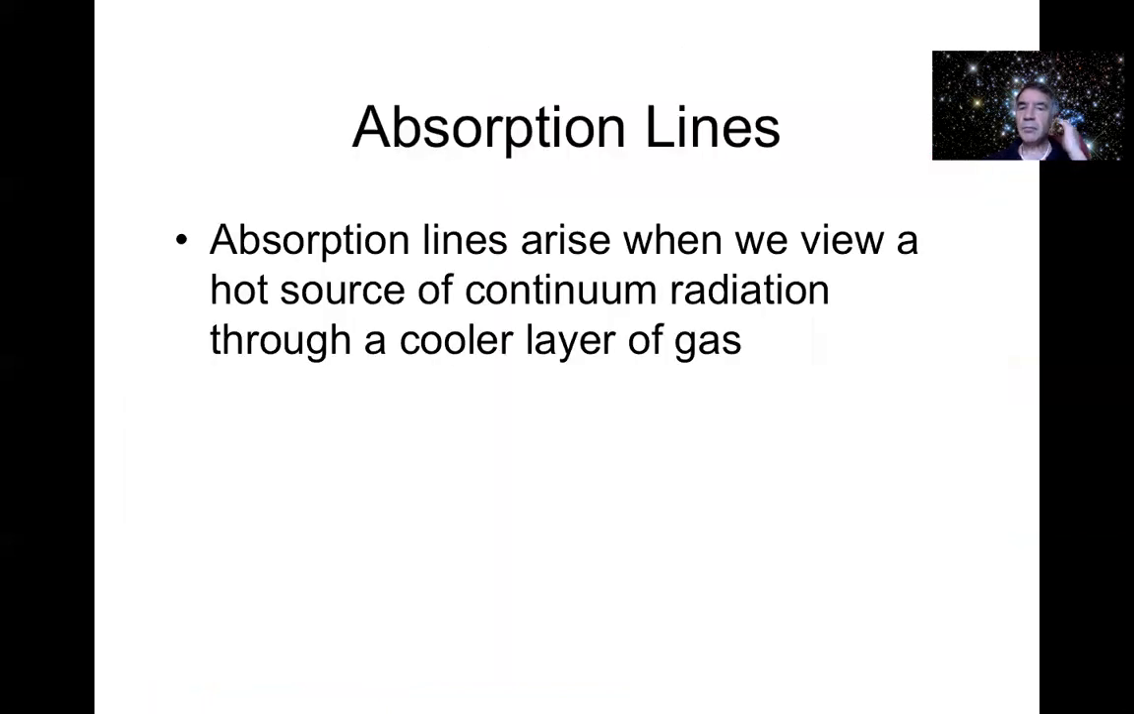Okay, so first of all, let's set up the conditions that give rise to a spectral absorption line. There's two components to this. You need a particular geometry, and you need a difference in temperature. What you basically need is a source of hot continuum radiation in the background, okay? And then in front of that, you need a layer of cooler gas, and that's where the absorption lines will be formed, okay?